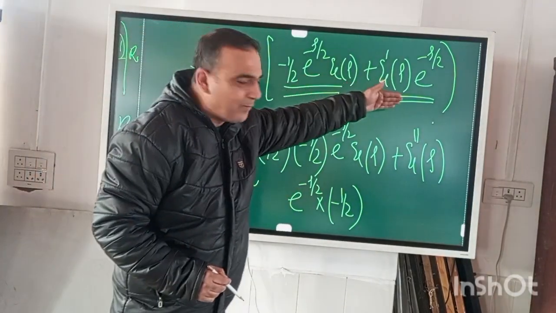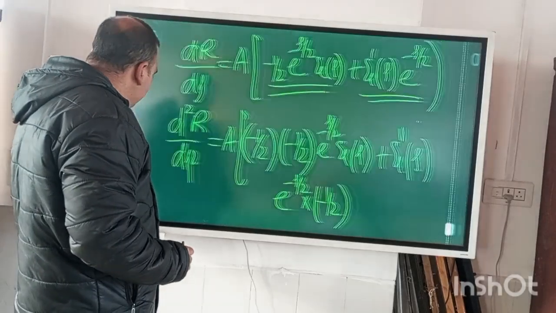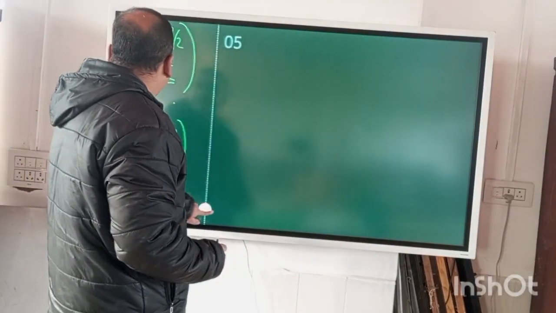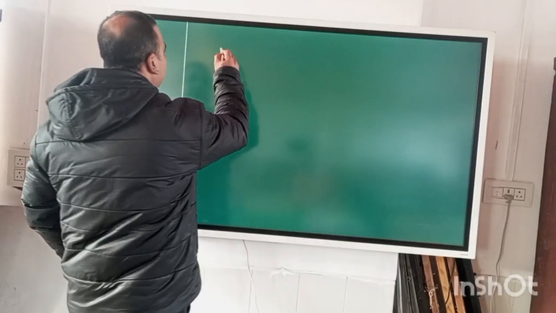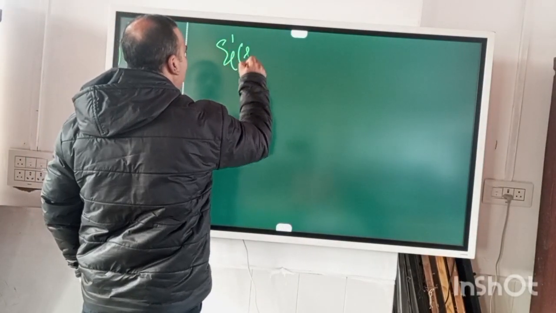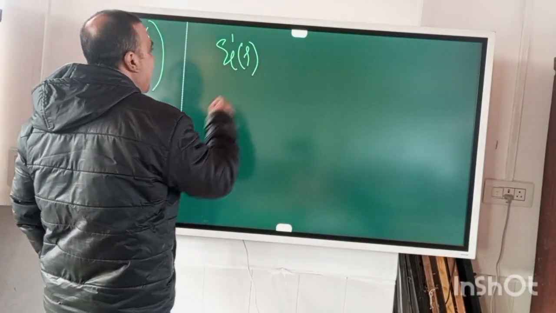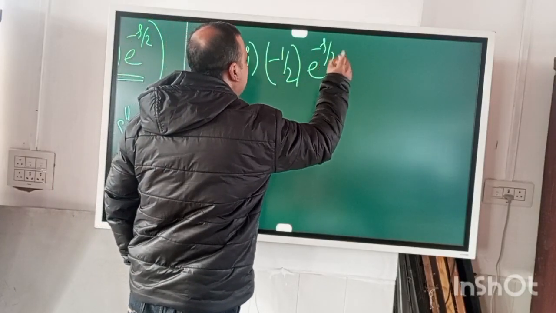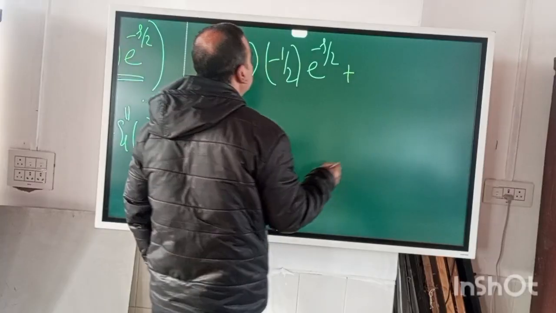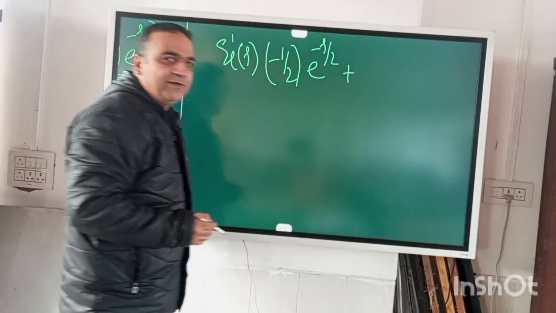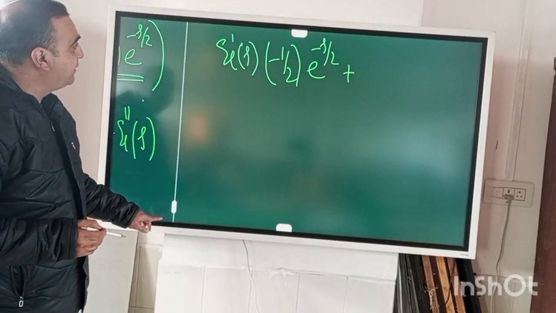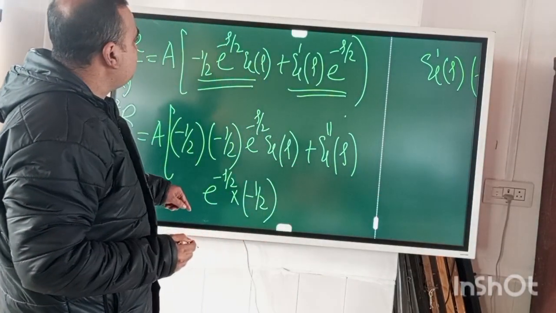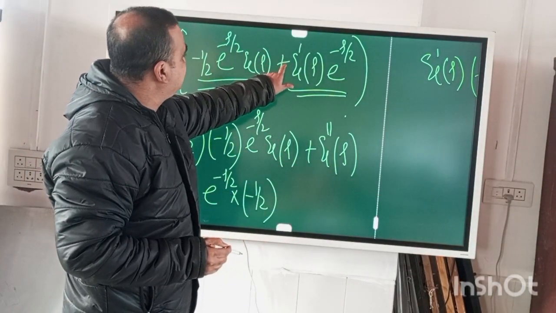Now let's go with another part. For the other part, what you will have? Again, you will have zeta dash of rho as it is, times minus 1 by 2 e to the power of minus rho by 2, and plus, am I right? Am I doing it right? Okay, then plus, this is zeta.